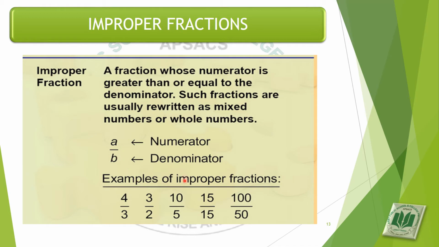Here are a few examples: the first is 4 by 3, the second is 3 by 2, the third is 10 by 5, the fourth is 15 by 15. We have discussed earlier that if the numerator and the denominator are equal, then this type of fraction is also an improper fraction. And the last example is 100 by 50. You can see in these examples, numerators are greater than or equal to the denominator. So these examples are improper fractions.